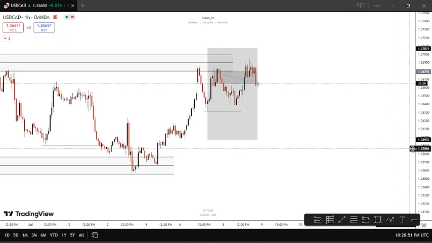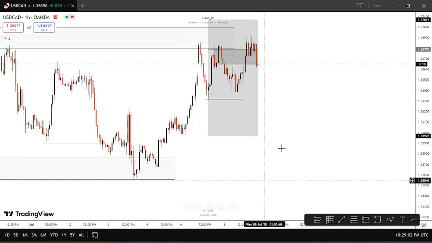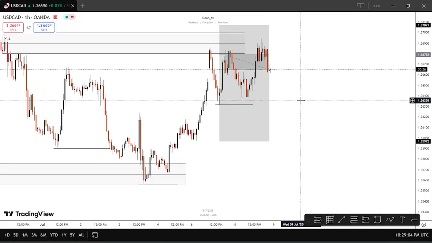Then the lowest time frame I can go is 15 minutes. That's just for refinement of entries and getting a very, very concise stop loss. So that is basically what I'm trying to do in this particular setup.